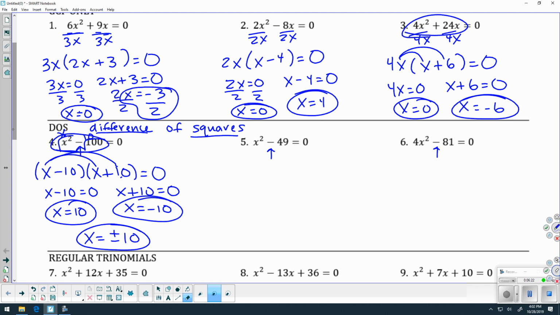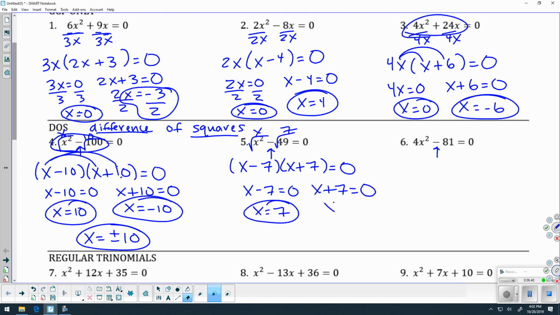So number 5, similar idea. Square root of x squared is x. Square root of 49 is 7. So it factors into x minus 7, x plus 7. And now solving once again, set them equal to 0. The two solutions come out to be essentially the same answer, but one's positive and one is negative. Or again, if you want, you could just say positive negative 7 together.